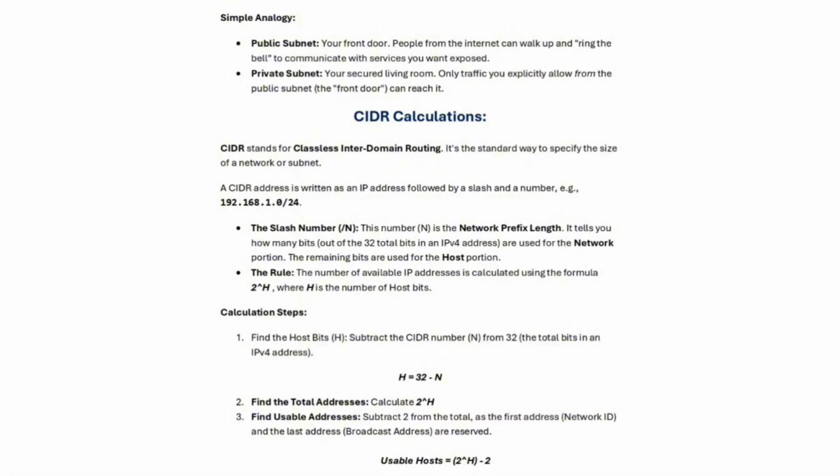Second would be find total addresses, which is calculating 2 power h. Third would be finding usable addresses. Subtract 2 from the total, as the first address, the network ID, and the last address, the broadcast address, are reserved. So usable hosts would be 2 power h minus 2. Total addresses are 2 power h, and for the usable ones, it would be minus 2 of that.